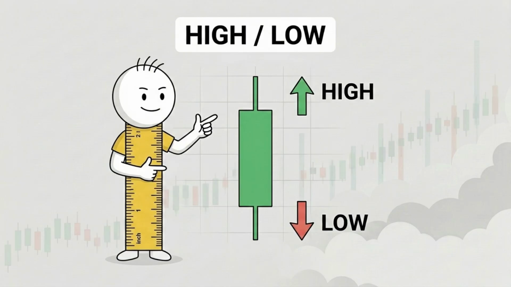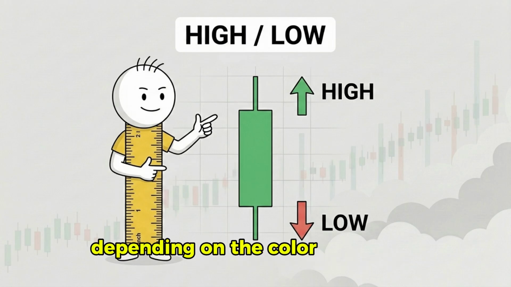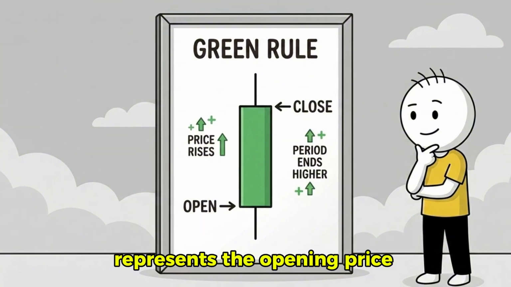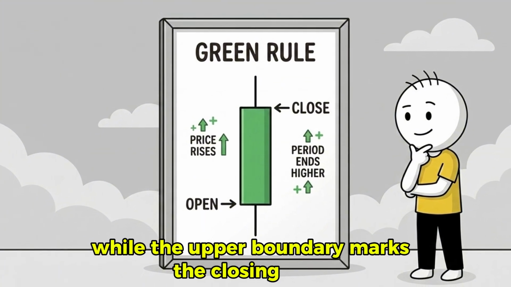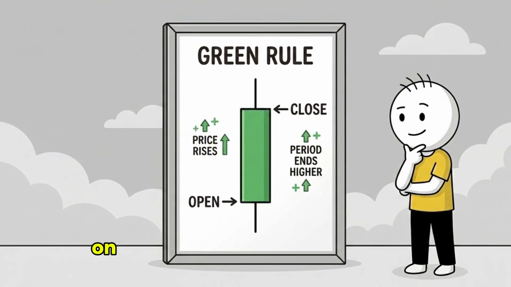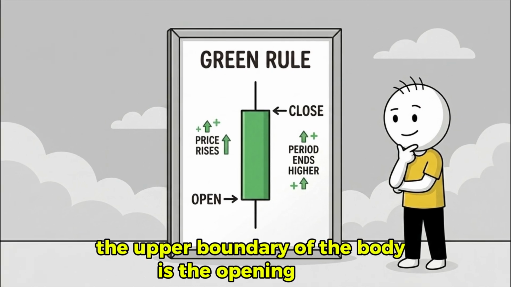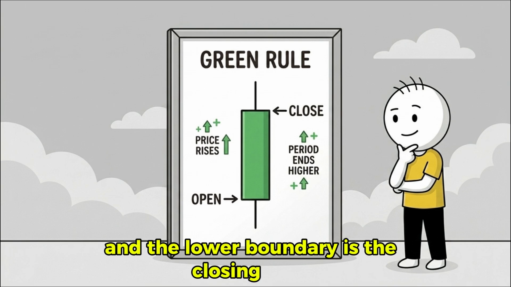When we examine the candle body, the interpretation shifts slightly depending on the color. For green candles, the lower boundary of the body represents the opening price, while the upper boundary marks the closing price. On a red candle, the arrangement is reversed. The upper boundary of the body is the opening price, and the lower boundary is the closing price.